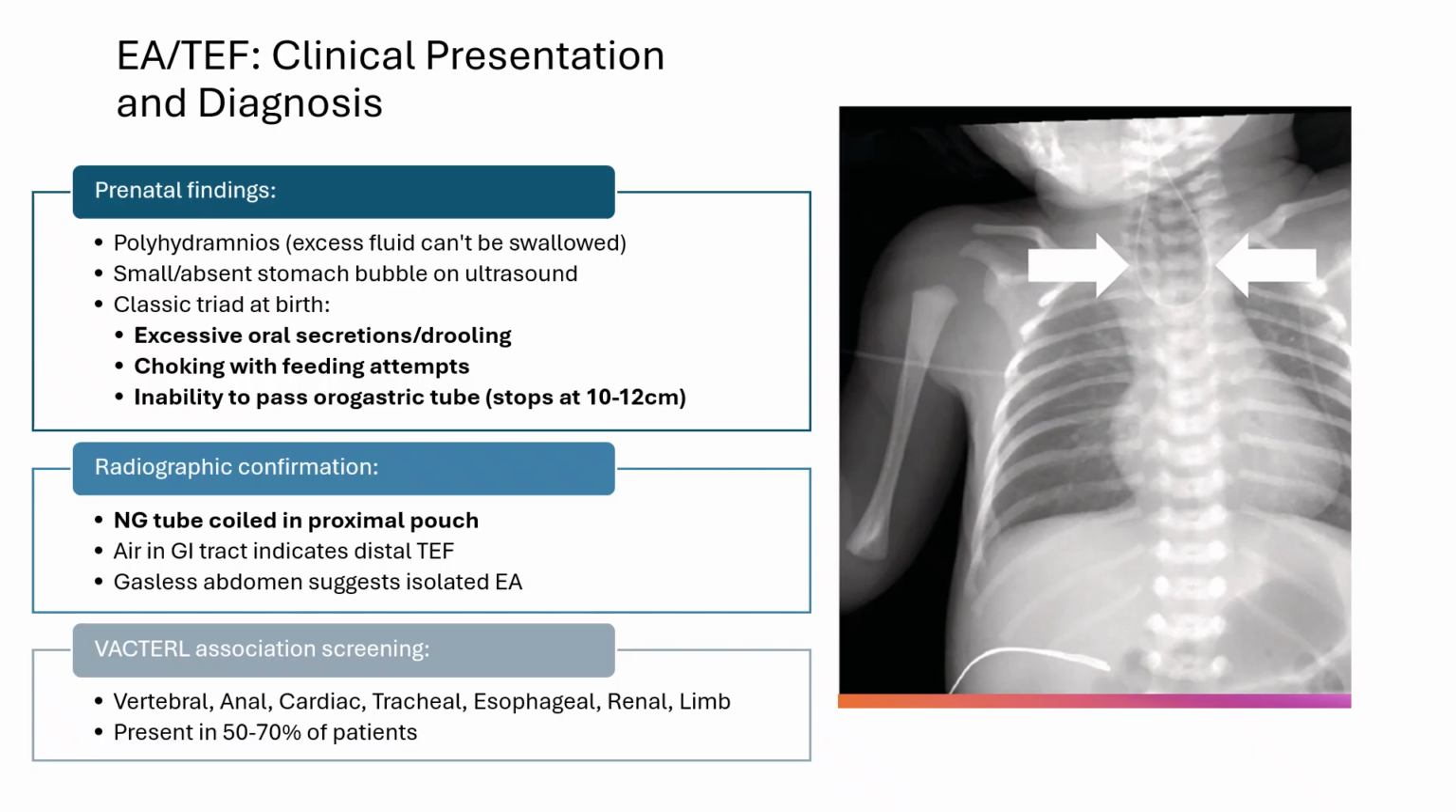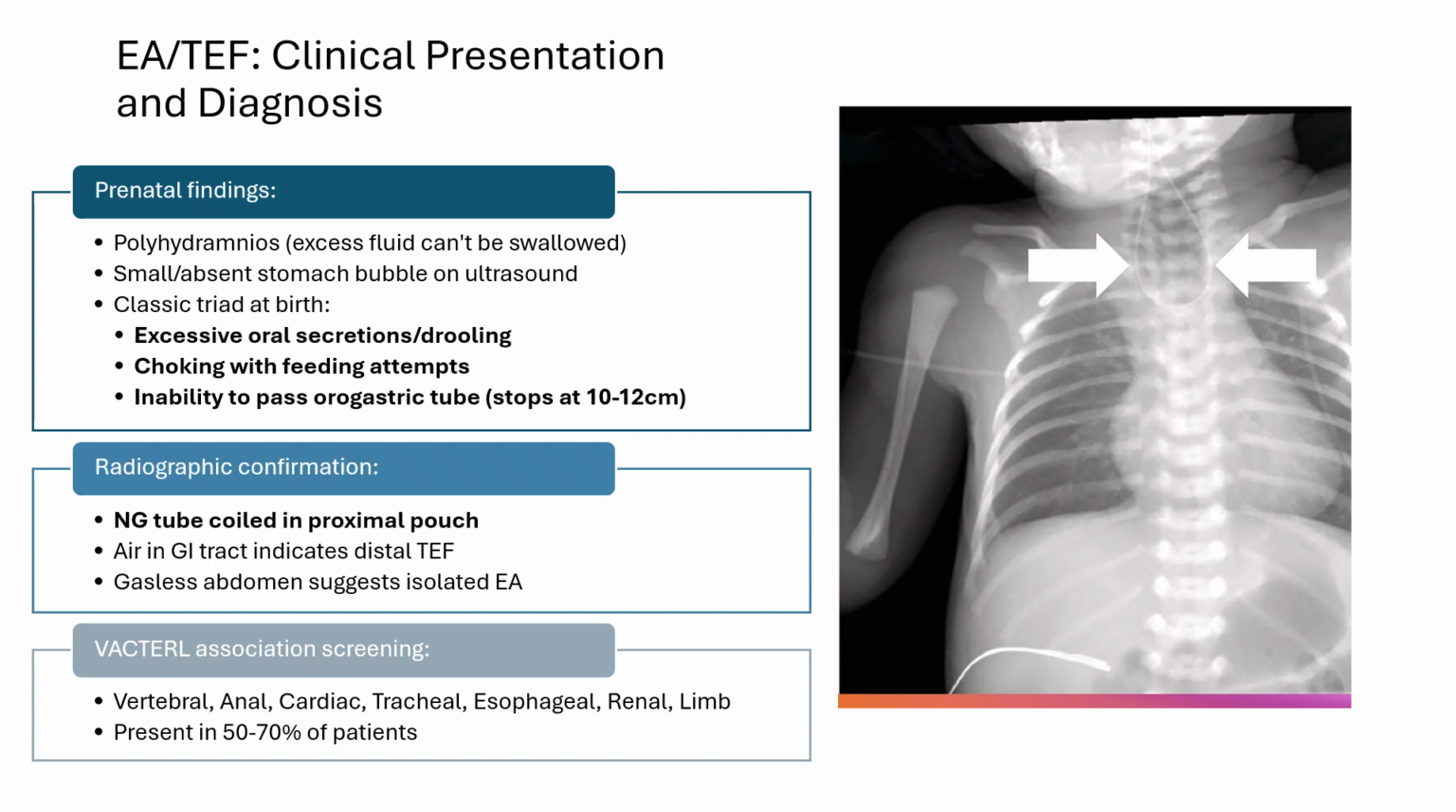The classic triad at birth makes the diagnosis clear. Excessive oral secretions and drooling happen because saliva can't reach the stomach. It just pools in that blind upper pouch. Choking with feeding attempts occurs for the same reason, but now you're adding formula or breast milk to an already compromised airway. Here's your diagnostic moment.